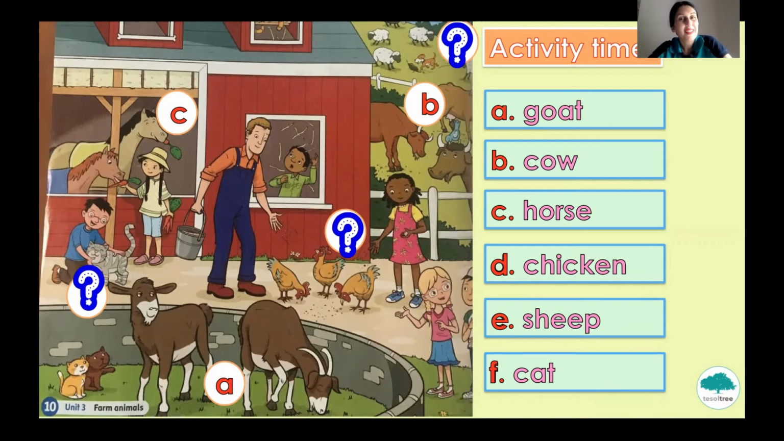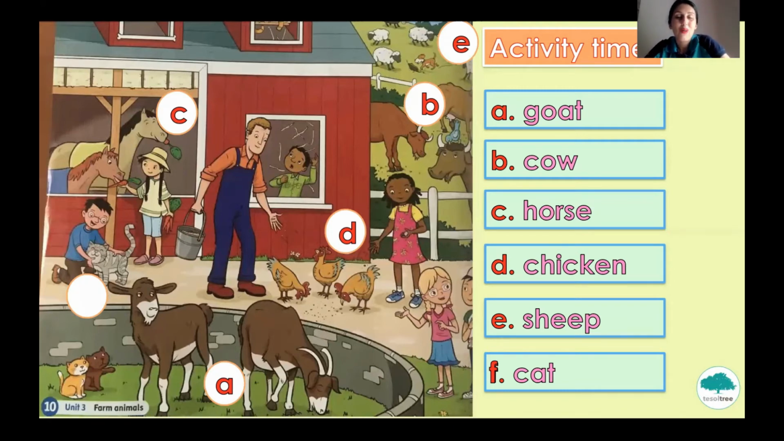Can you find the chicken? Very good, yes. So we have to write letter D. So let's find our sheep. Where is the sheep? Very good. So we can see the sheep on the grass. So let's write letter E in the circle.